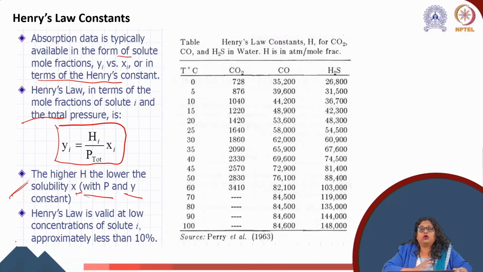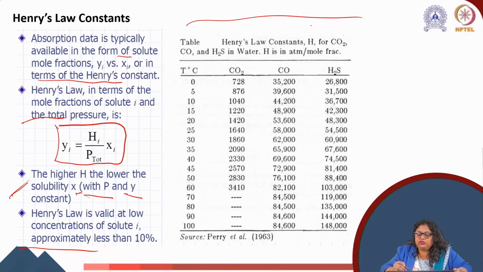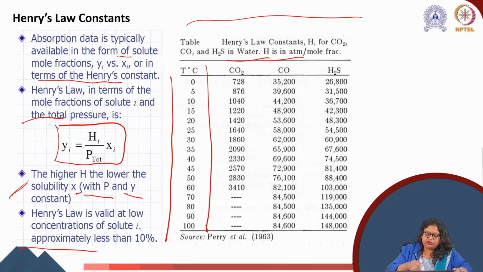Henry's law is valid at low concentration of a solute i, approximately when the concentration is less than 10%. This is the data for Henry's law constant H for CO2, CO and H2S in water, where H is in atmospheres per mole fraction, along with different temperatures from 0 to 100 degrees centigrade. It is represented for CO2, CO and H2S.